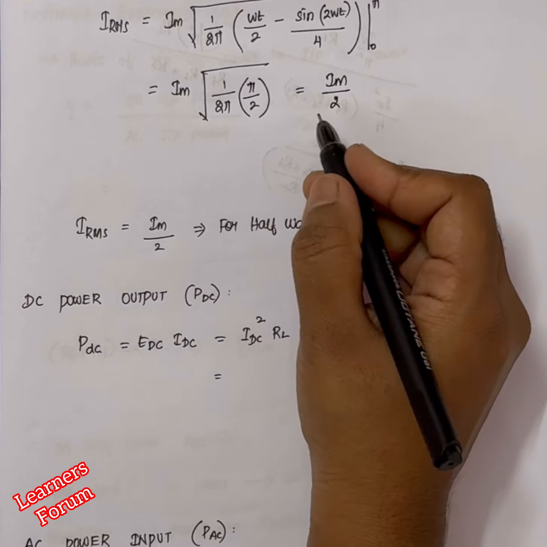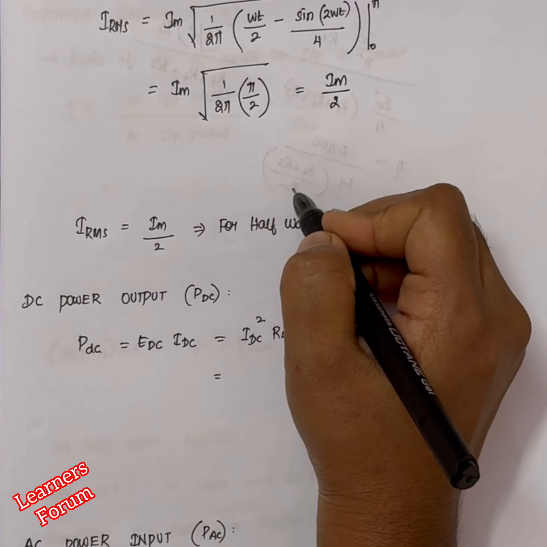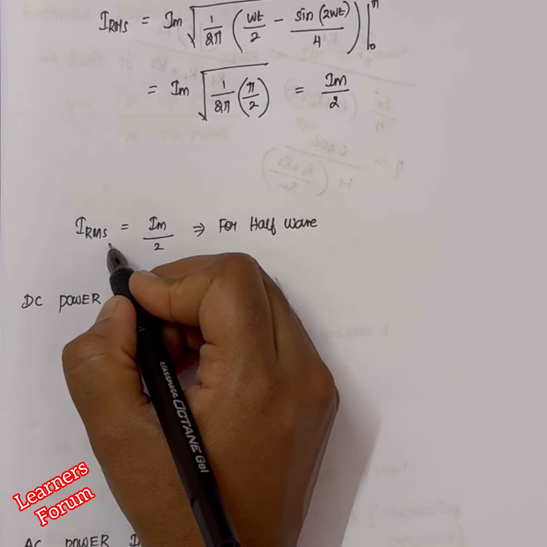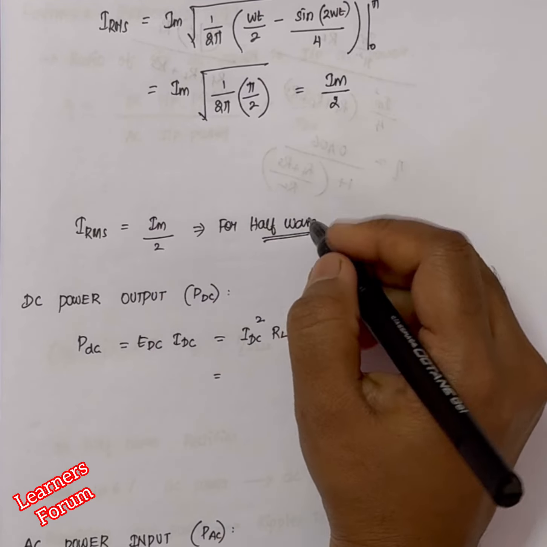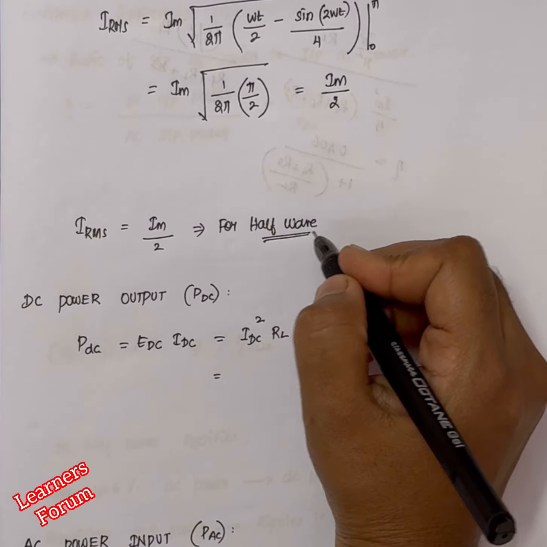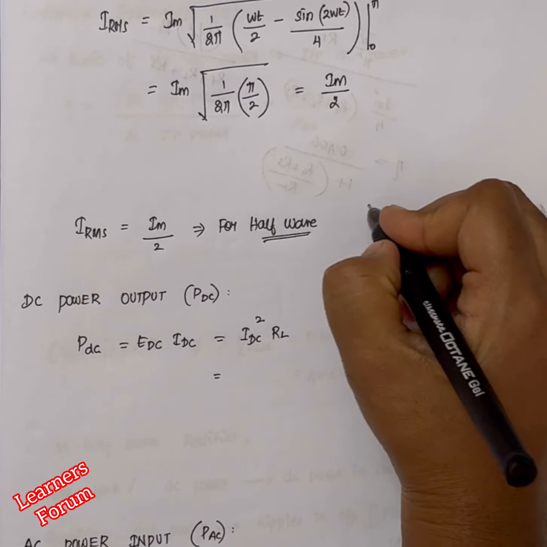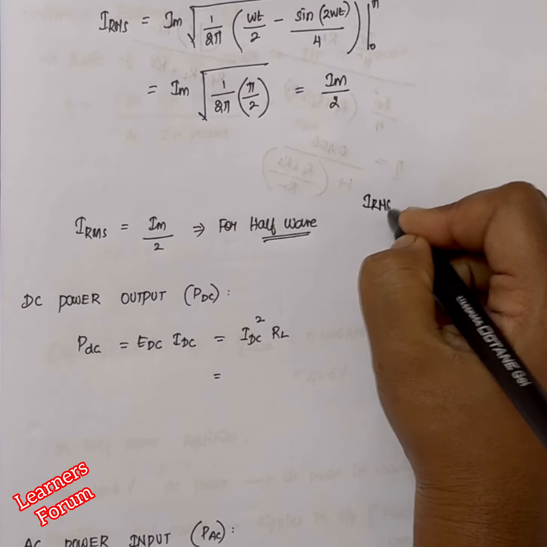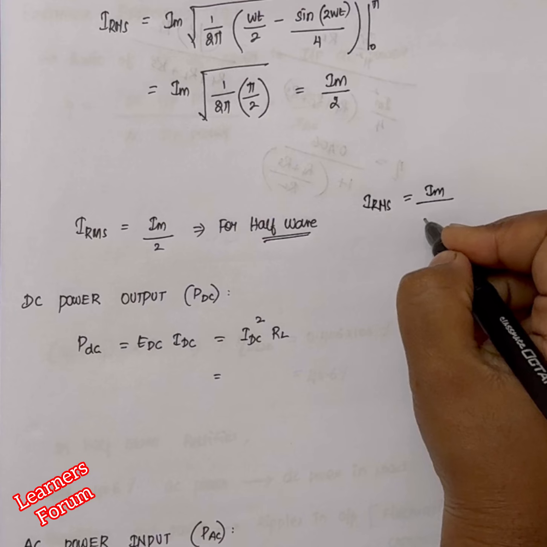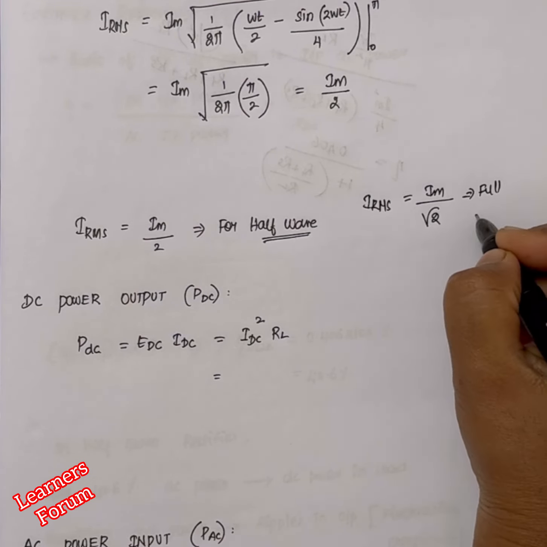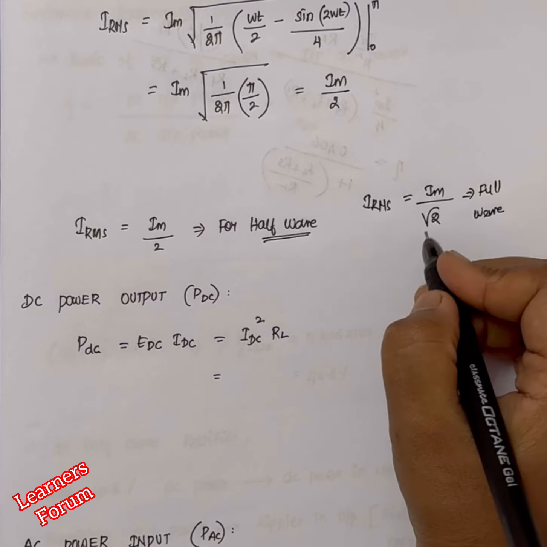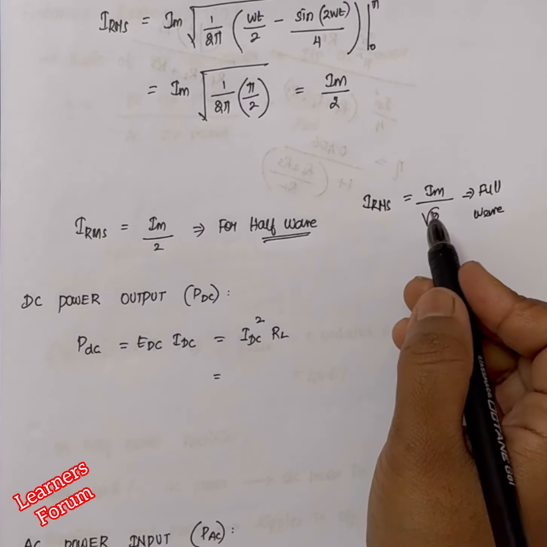Here we have to know a small thing: the root mean square of a half wave rectifier is equal to Im by 2, whereas if you consider a full wave rectifier, the same IRMS will be equal to Im divided by root 2. So this is for full wave rectifier. The questions will come with a twist in this condition only.